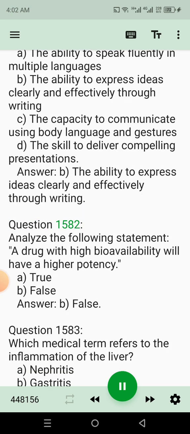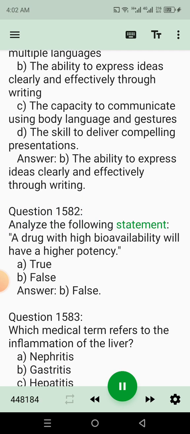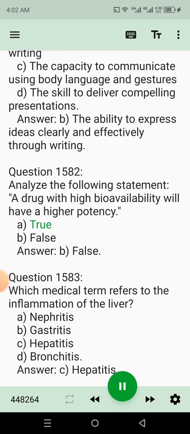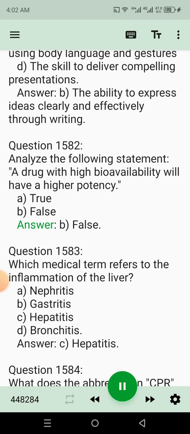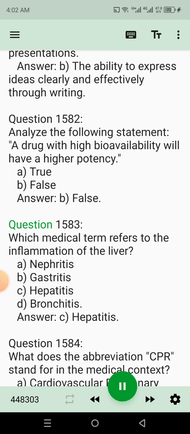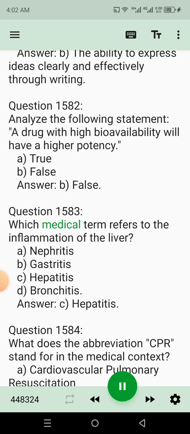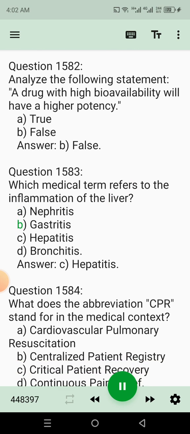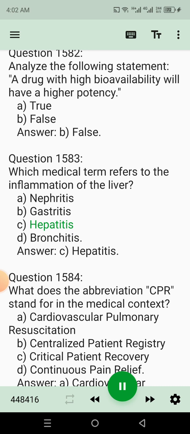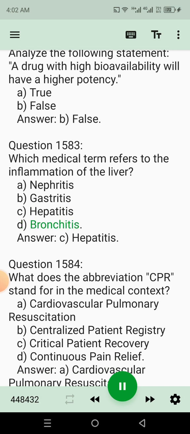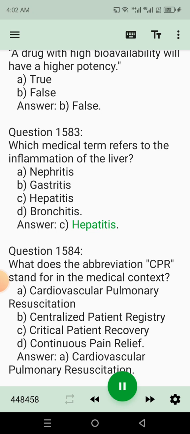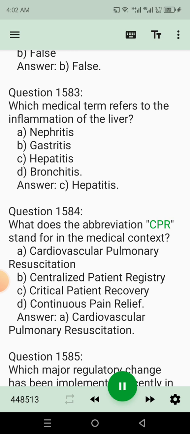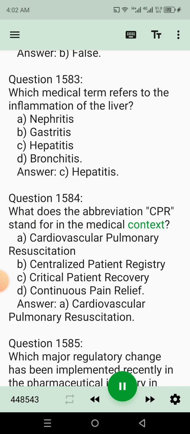Question 1582. Analyze the following statement: a drug with high bioavailability will have a higher potency. A. True. B. False. Answer: B. False. Question 1583. Which medical term refers to the inflammation of the liver? A. Nephritis. B. Gastritis. C. Hepatitis. D. Bronchitis. Answer: C. Hepatitis.